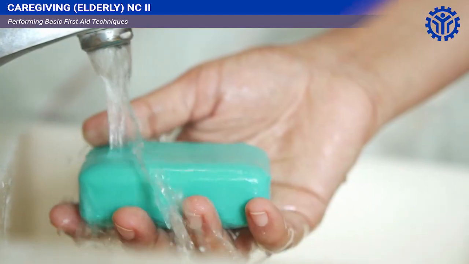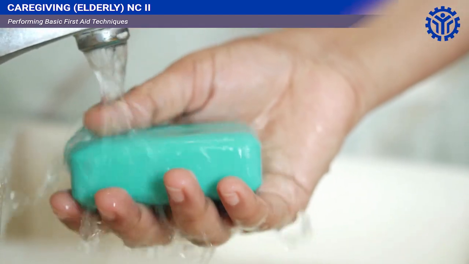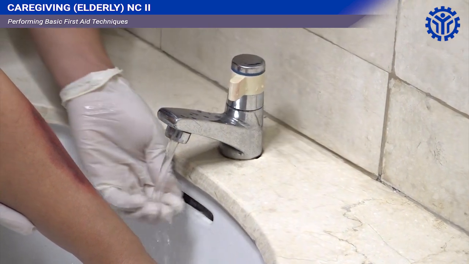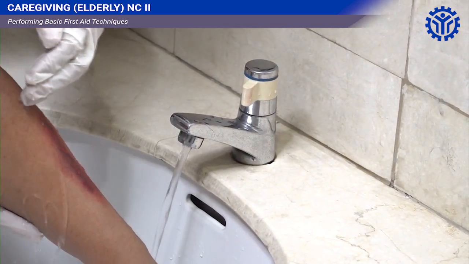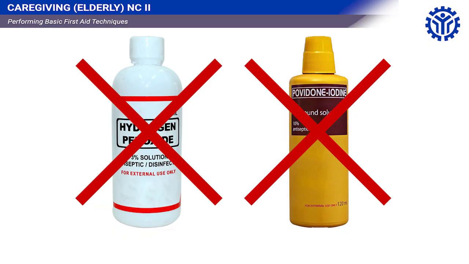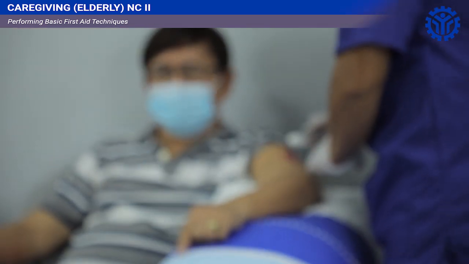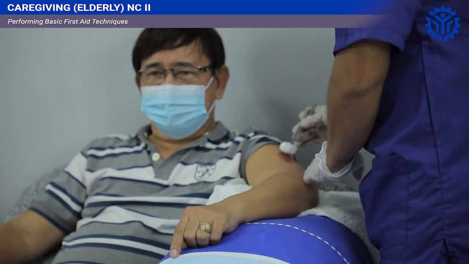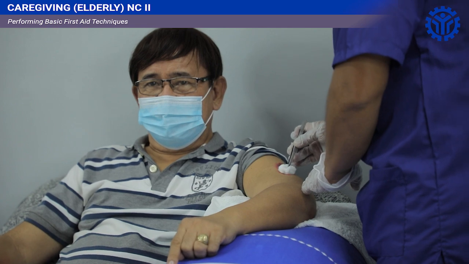Clean the wound. Rinse it with clean and running tap water. Wash around the wound with soap, but make sure the wound itself does not get into contact with soap. Avoid using hydrogen peroxide or iodine since they can be irritating. Remove any dirt or debris with sanitized tweezers. Clean the wound with saline solution.